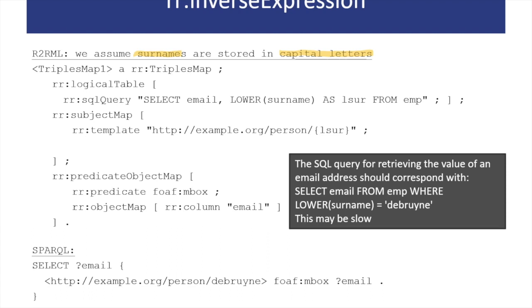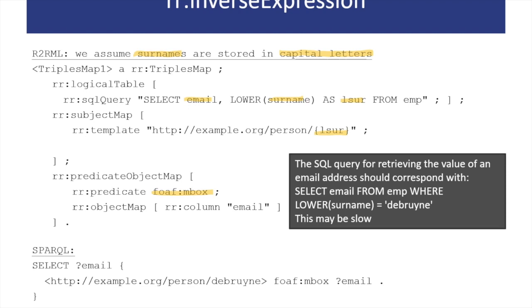So I have a triples map where I create RDF statements about things based on the following SQL query. I select the email address and I transform the values of surname into lower case and I assign it to the variable elsewhere. Now the subjects have the following URI structure, http://example.org/person/ and then the lower case value of their surname, and I assign their email addresses via the foaf:mbox predicate.